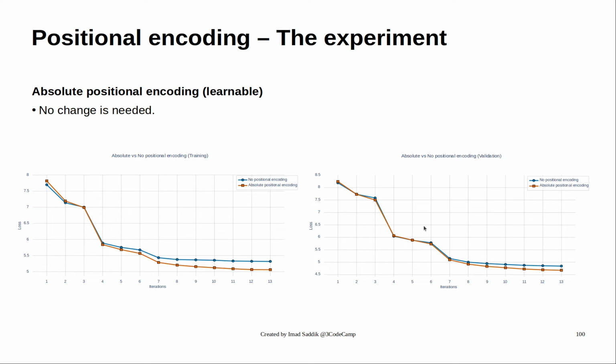The orange line is absolute positional encoding and the blue line is the no positional encoding method. As you can see in both graphs, the absolute positional encoding method performs better than no positional encoding. This was expected because, as I said, adding more information to the transformer helps it to learn better. And again, on training time, this method also took roughly 2 hours and 10 minutes. So there is no difference in training time.